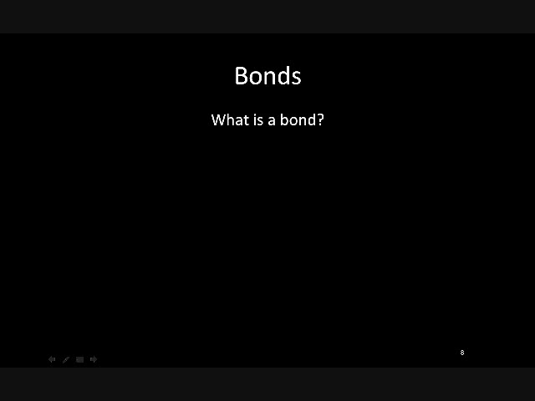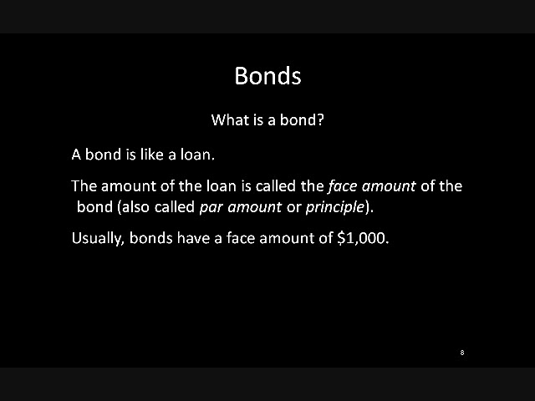So what is a bond? A bond is like a loan. The amount of the loan, I should put that in quotes, is called the face amount of the bond. It's also called the par amount or the principal. And usually bonds have a face amount of $1,000. So if you buy one bond, it has a face amount of $1,000.